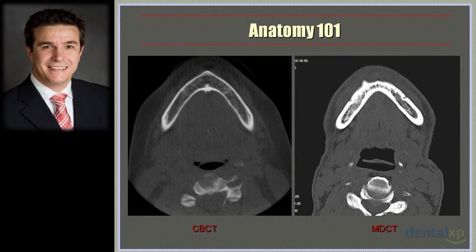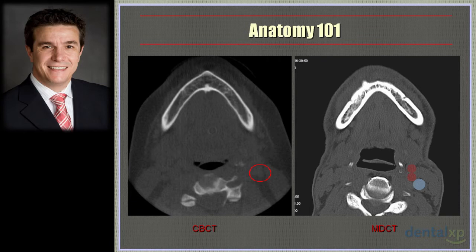You can see that on the right, although it's a medical CT scan without any contrast enhancement, the soft tissue contrast is depicted much better in comparison to the cone beam CT, and in fact the major blood vessels of the neck can still be identified on medical CT.